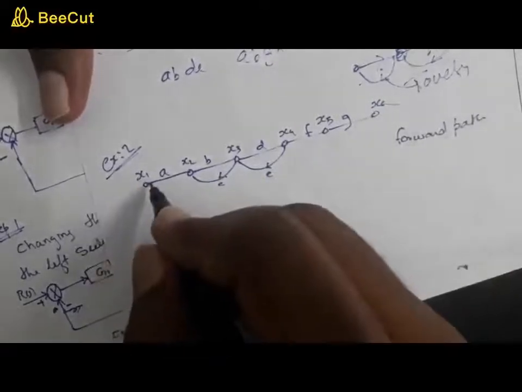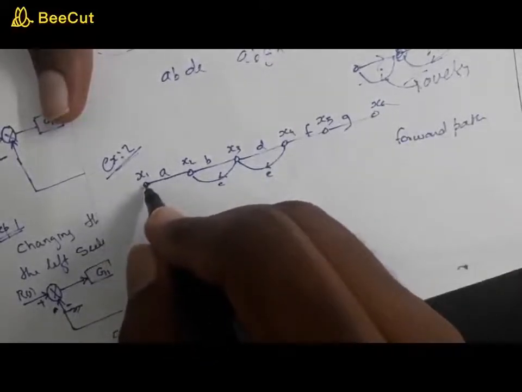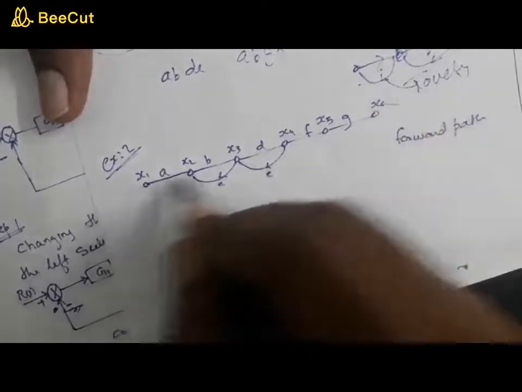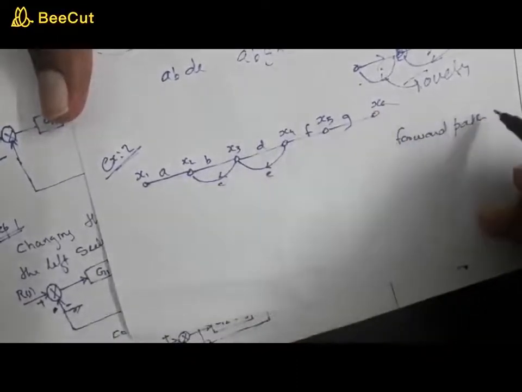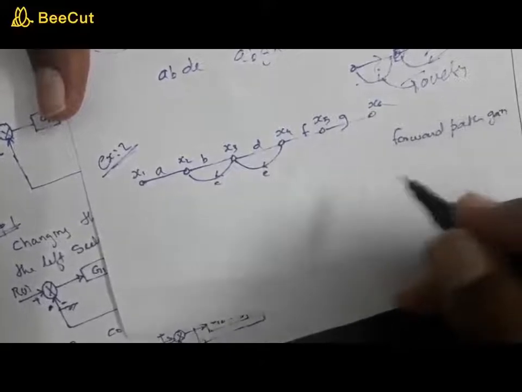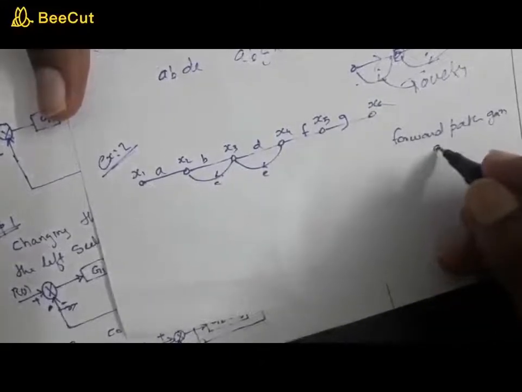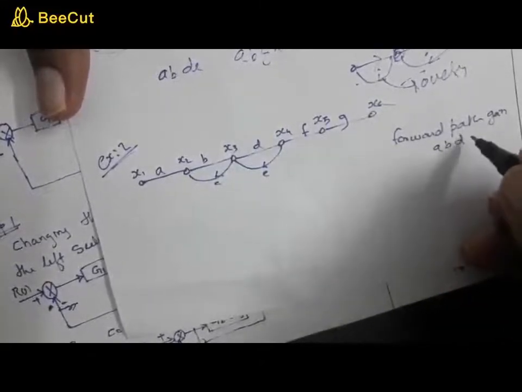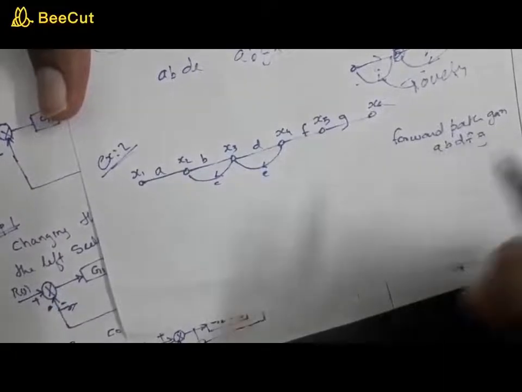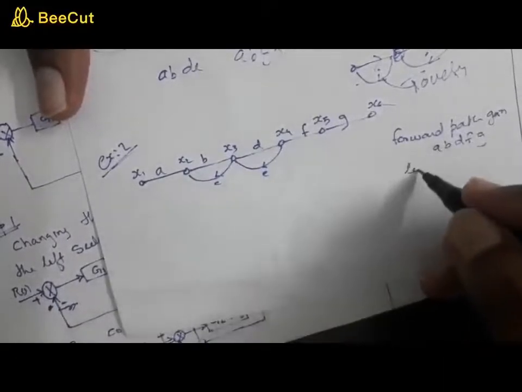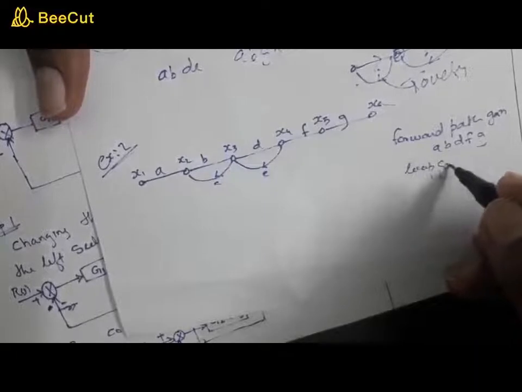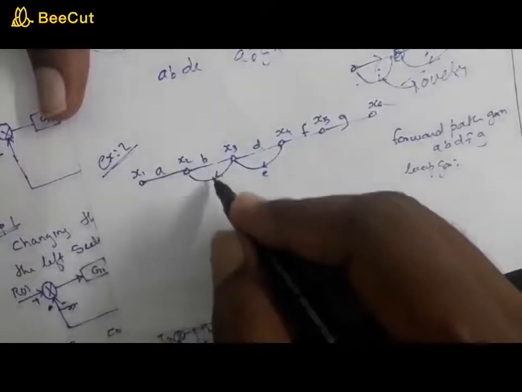Look at this. There can be a signal that starts from x1 and it can reach x6 only in one way. So what is the forward path gain corresponding to that? That will be A, B, D, F, G. Now what are the loop gains? The loop gains are BC as well as DE.